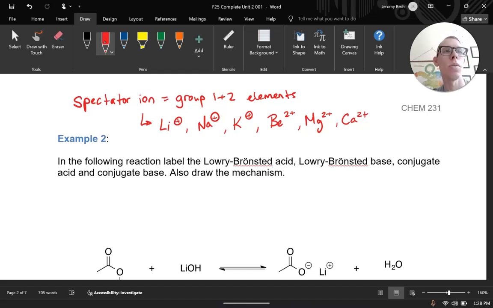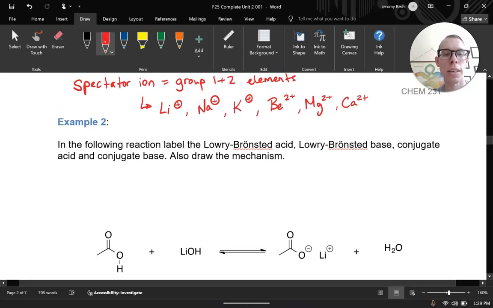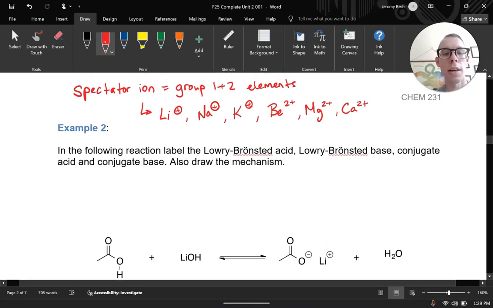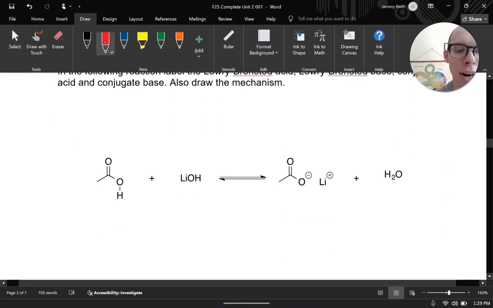A lot of times when we think about bases, we think about, for example, sodium hydroxide, NaOH. Here we have a specific example of lithium hydroxide, or LiOH. Anytime we see our spectator ions, which are group 1s or 2s, so lithium, sodium, potassium, beryllium, magnesium, calcium, we're going to redraw our structure to give a better representation of what it actually looks like. So when I look down here at my lithium hydroxide, my lithium right here is going to be a spectator, and that's really just going to leave me with my OH minus.